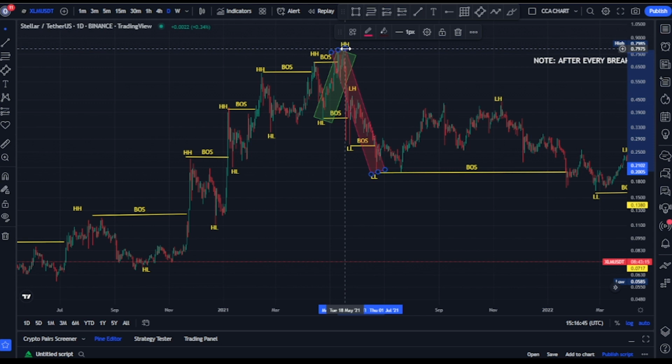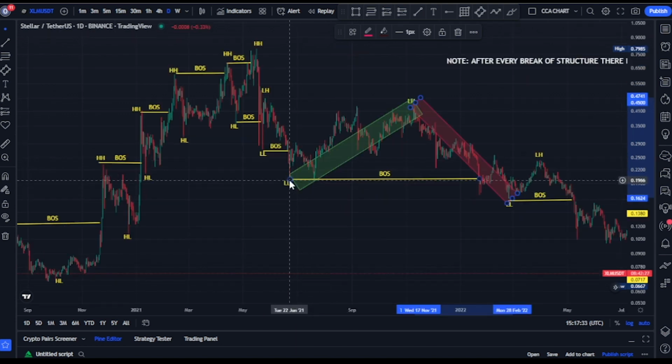The bears took price from that $0.7975, broke structure to the downside and took price back down to about $0.1955. And guys, expecting a pullback. Sure, we got a pullback.